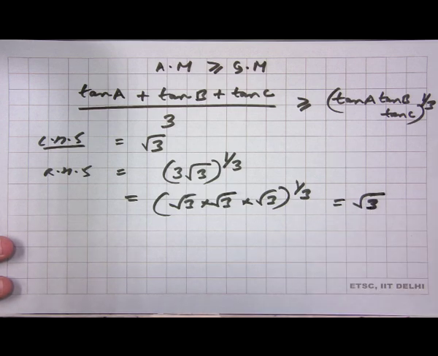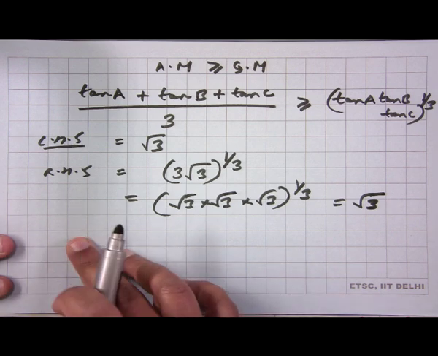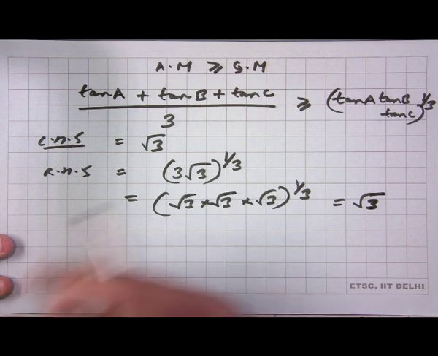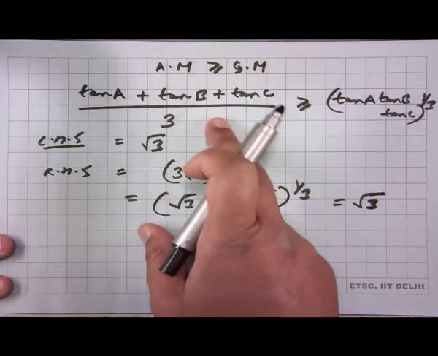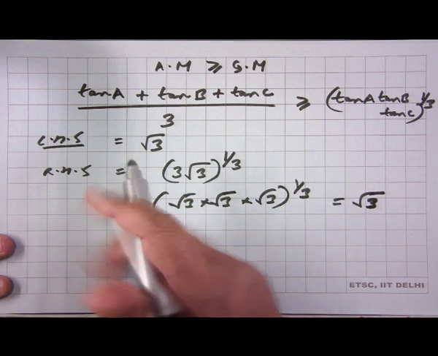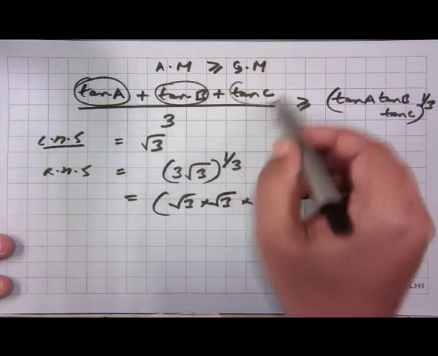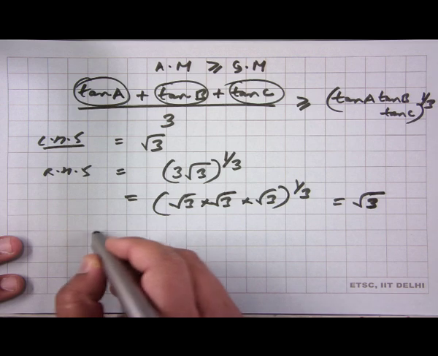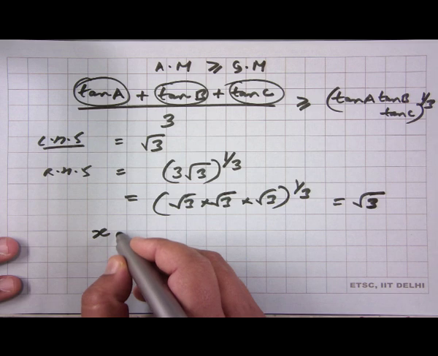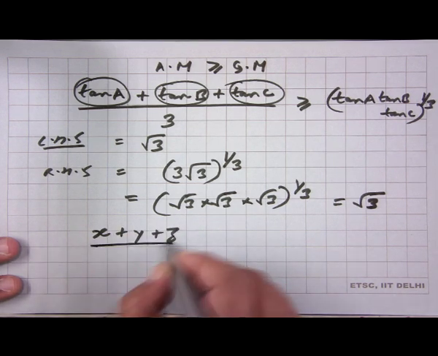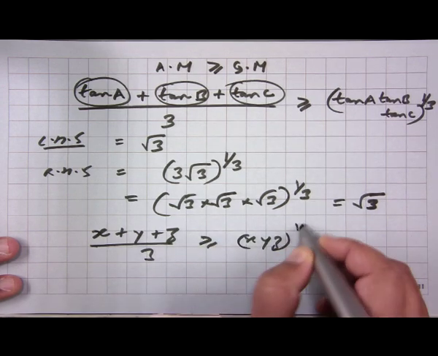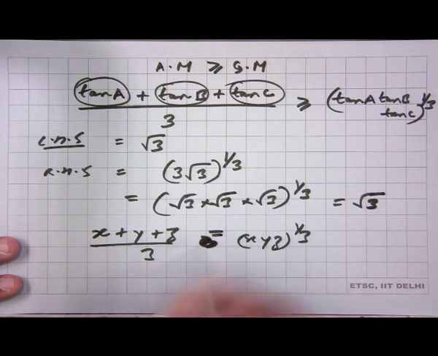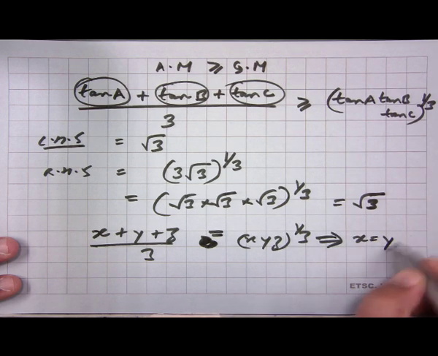root 3. So, what we see is that for this problem, the left hand side and the right hand side of the AM GM inequality are equal, and we know that in the AM GM inequality, if the left hand side and the right hand side are equal, what it implies is that all of the real numbers have to be equal to each other. Essentially we know that if we have three positive numbers x, y and z, then this is always true. But if suppose we somehow show that this is exactly equal to this, then that will imply that x equal to y equal to z.